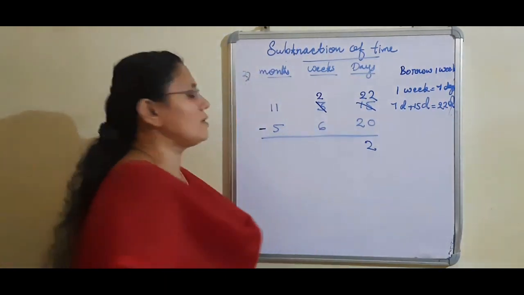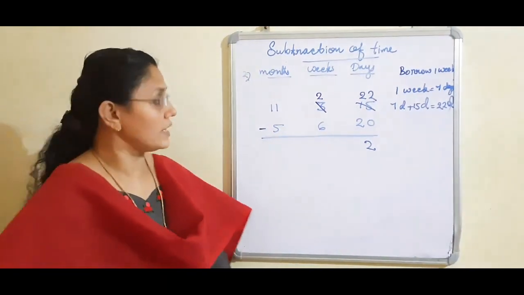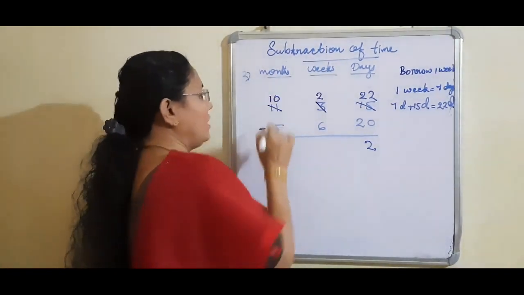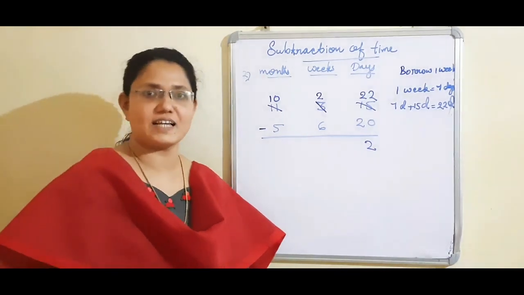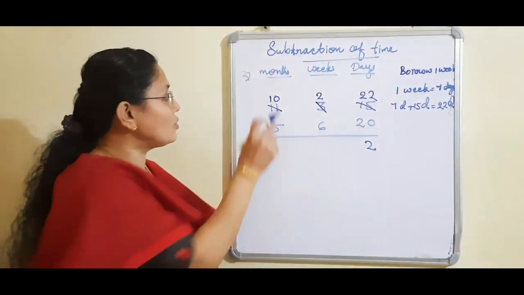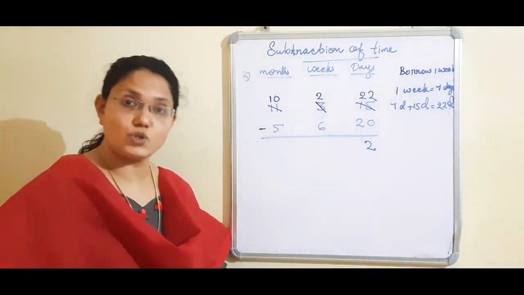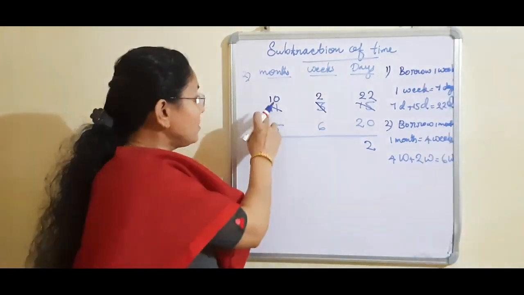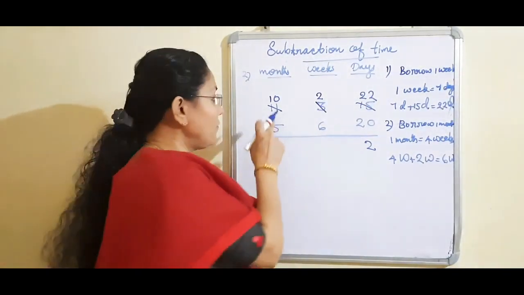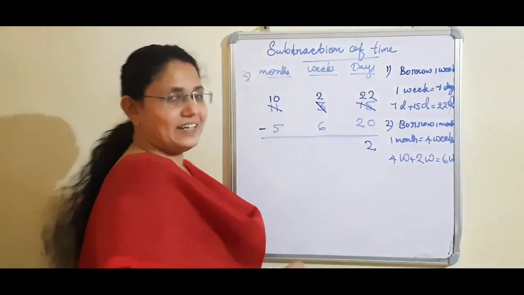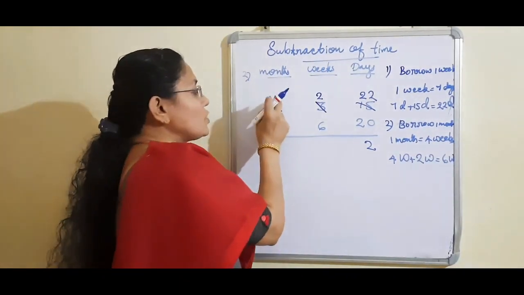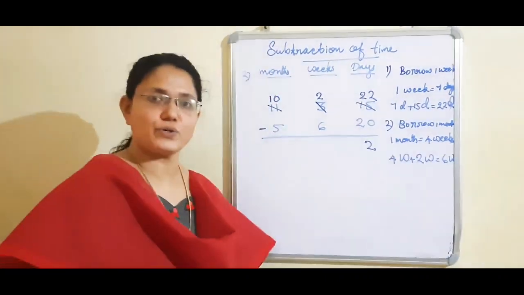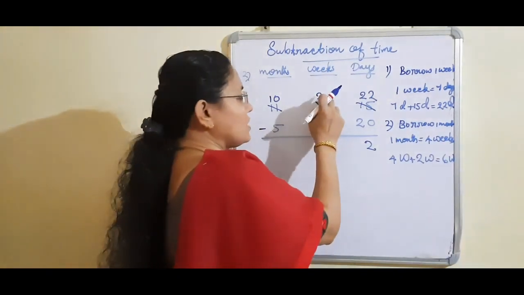Okay. Again, can we subtract 6 from 2 weeks? No. Again, we should borrow 1 month from here. When we borrow 1 month from 11 months, it remains as 10 months. And we should change this 1 month to weeks. Dear children, first we should borrow 1 month from 11 months, then it remains as 10. Now we have to change this 1 month in terms of weeks. We know that 1 month is equal to 4 weeks. We should add this 4 with the number which is given here, 2.